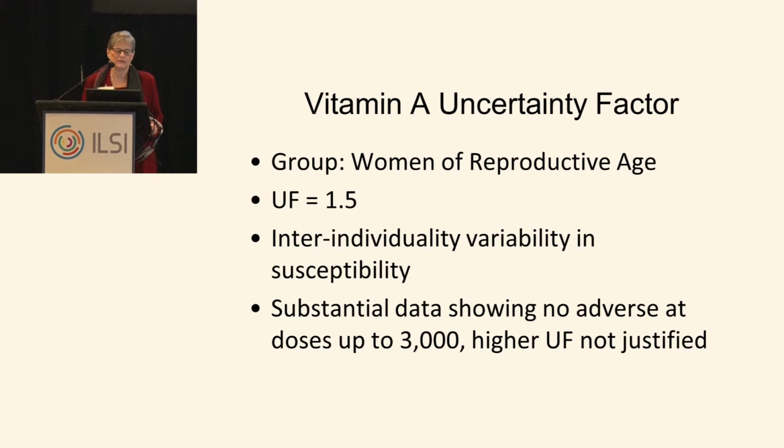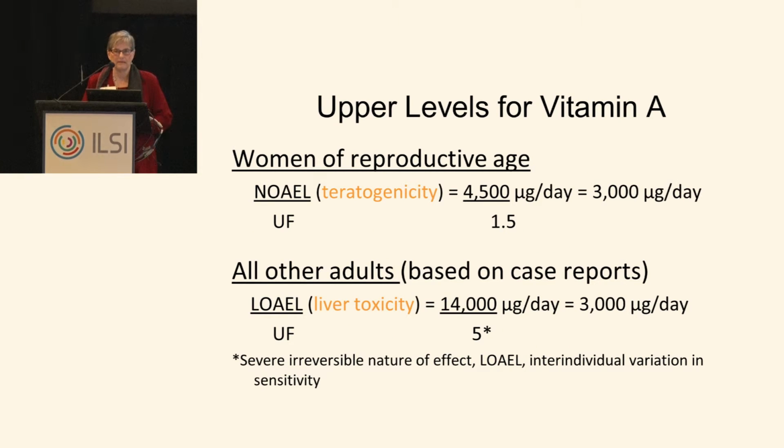They chose it based on inter-individual variability in susceptibility. They stated that they didn't think a higher UF was justified because there were no adverse effects in doses up to 3,000. So that's how they came up with 3,000 micrograms per day. Other adults, based on case reports, used liver toxicity as a measure, following much the same process.